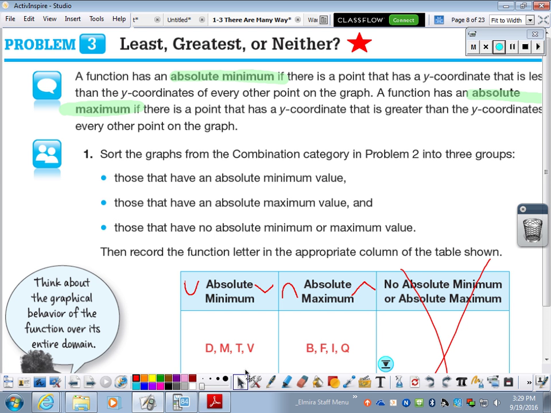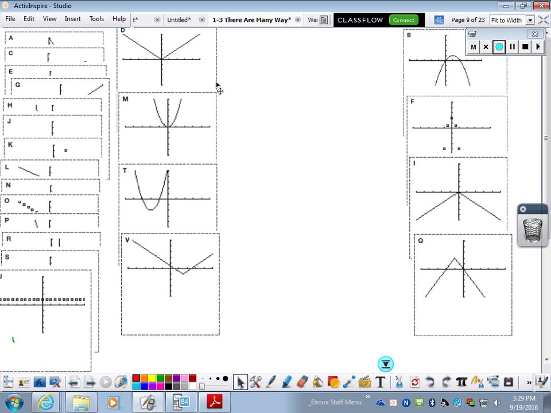Okay, the next thing that I had you do is go through the graphs and pick out all the ones that have a minimum and a maximum. A minimum would be a lowest point on the graph, one lowest point. A maximum would be one highest point on the graph. So if we do that, these are all the graphs that have minimums, that have one point that is the lowest point.